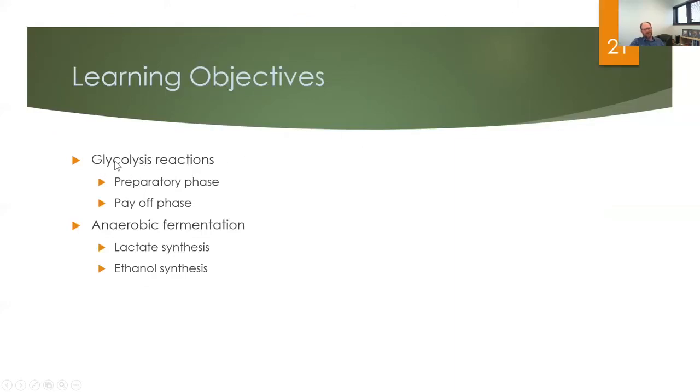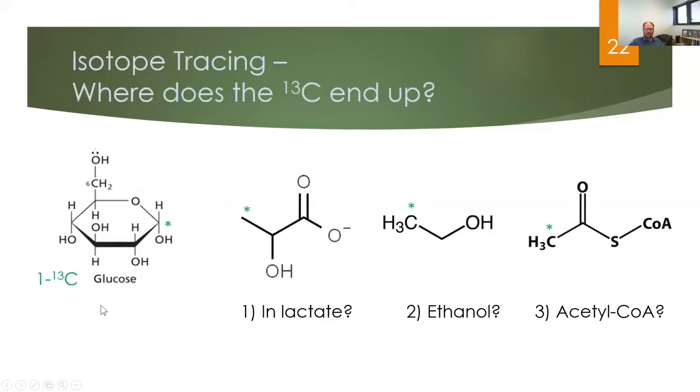Through this lecture, you should be able to identify which molecules are the preparatory phase, which are the payoff phase. You should be able to draw all the structures, identify all of the cofactors, and identify all the reaction names and enzyme names. You should be able to do the same for lactate synthesis and ethanol synthesis. And you should also be able to explain, by looking at this molecule here in glucose, how this carbon ends up in lactate, ethanol, and acetyl-CoA, and be able to justify that through structures. So we'll be working on those problems here in the next week, and really looking forward to going through some of those exciting new structures.